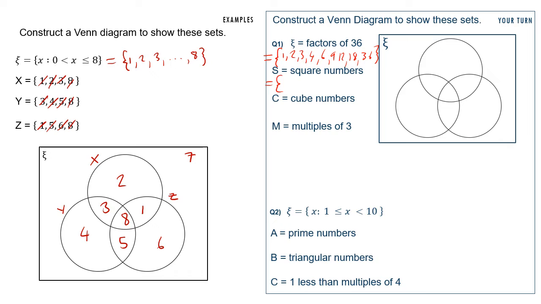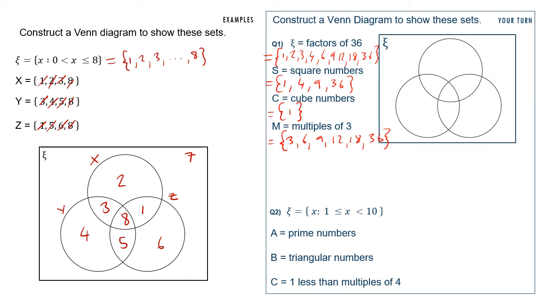The set S is square numbers, so square numbers just out of this universal set. So we've got 1, 4, 9, no 16, no 25, but 36 is there. Only one cube number in there, which is 1, and multiples of 3. Got quite a few.